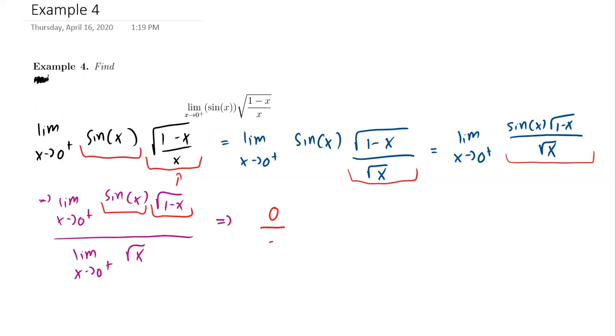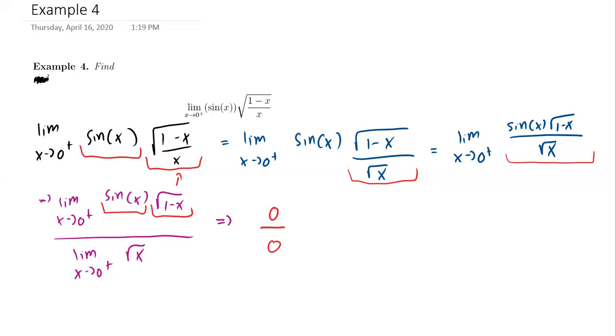And notice here that it matters that we're doing it from the right, because for square root of x, we can't actually approach 0 from the left because the function doesn't even exist. Right? So it's important that it's the limit as x approaches 0 from the right. Okay. So what do we get? We get 0 over 0. That's an indeterminate. We can use L'Hopital's rule.